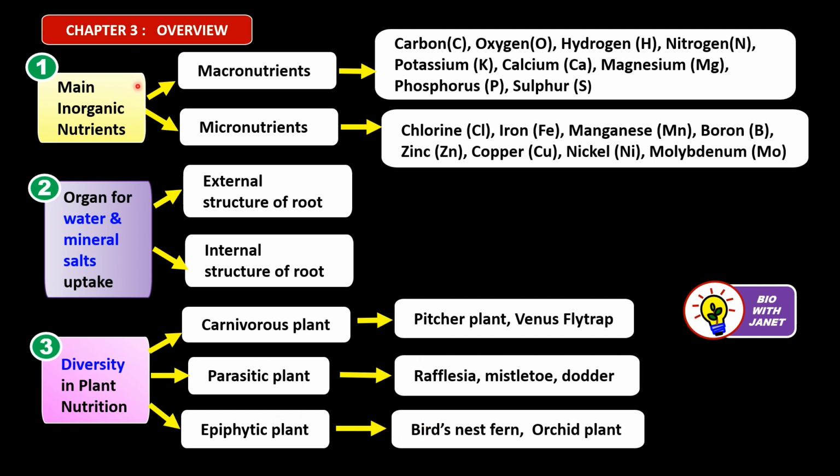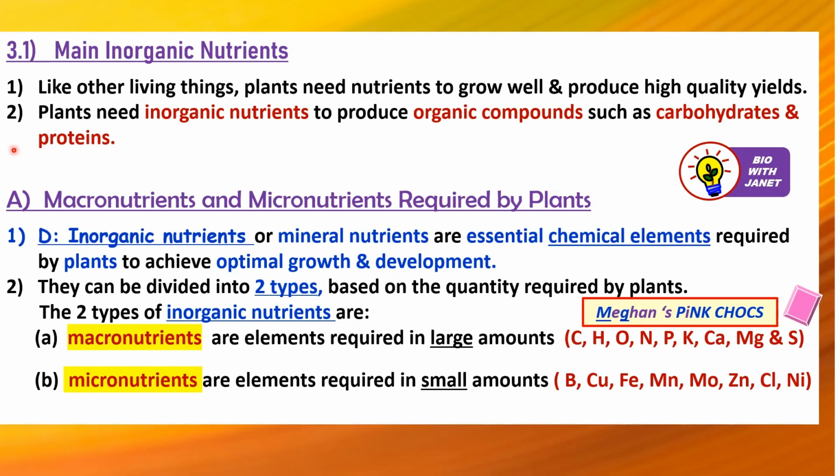Let's start off by discussing the main inorganic nutrients. Like other living things, plants also need nutrients to grow well and produce high quality yields. So they need inorganic nutrients such as the mineral elements to produce organic compounds such as carbohydrates, proteins, lipids, and so forth. So what is the meaning of this word, inorganic nutrients? They're actually the mineral nutrients that are essential chemical elements required by plants to achieve optimal growth and development, right? And there are 2 types based on the quantity required by the plants.